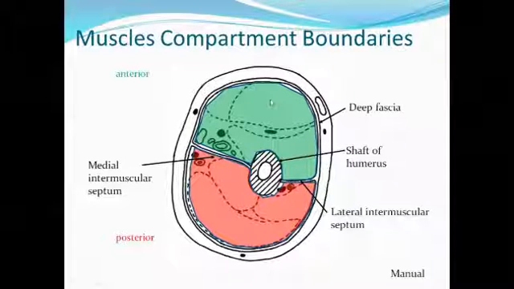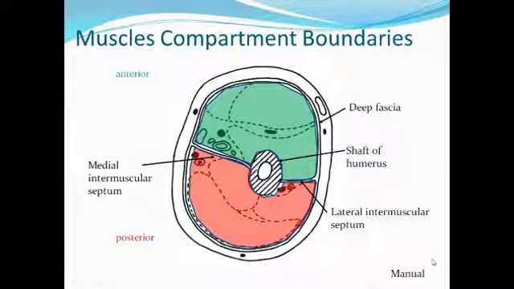So within this compartment, muscles will have a common function and will have a common innervation and blood supply and drainage. Moving posteriorly, we can see the red shaded tissue is the posterior arm compartment in cross-section, and again it's partly bounded by the humerus and by deep fascia. Thickenings of deep fascia are termed the medial intermuscular septum and the lateral intermuscular septum, and these are very thick sheets of deep fascia that help bound the muscle compartment itself.